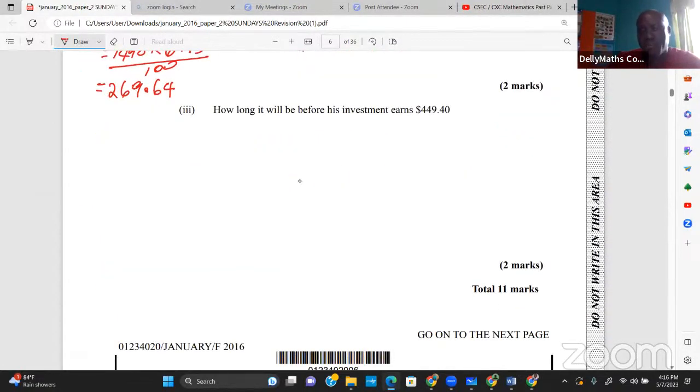Now the question says here, how long it will take before his investment earns. So we want to look at the key word here, earn. When we talk about earn, it is referring to interest. Because if I'm going to earn money on my money, they're asking me indirectly, how long will it take before my interest reaches $449.40? How long? Well, we can approach this a number of ways.